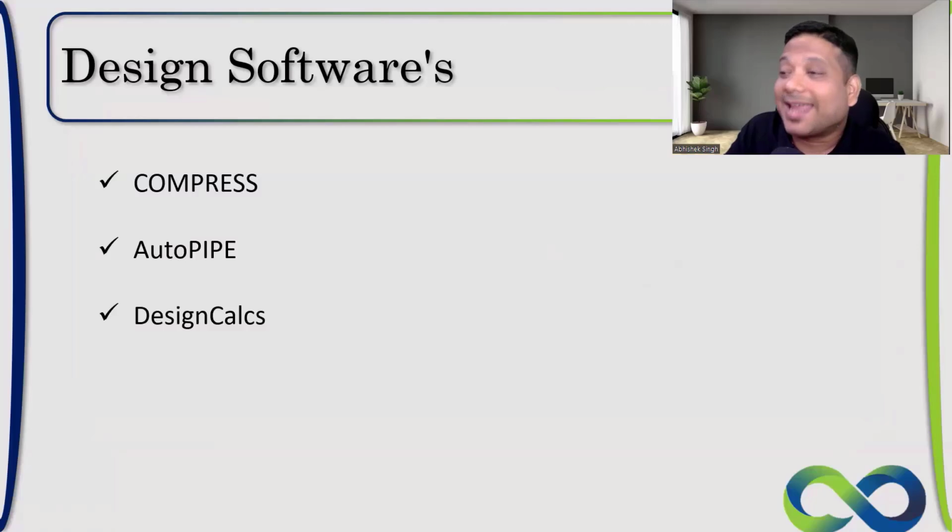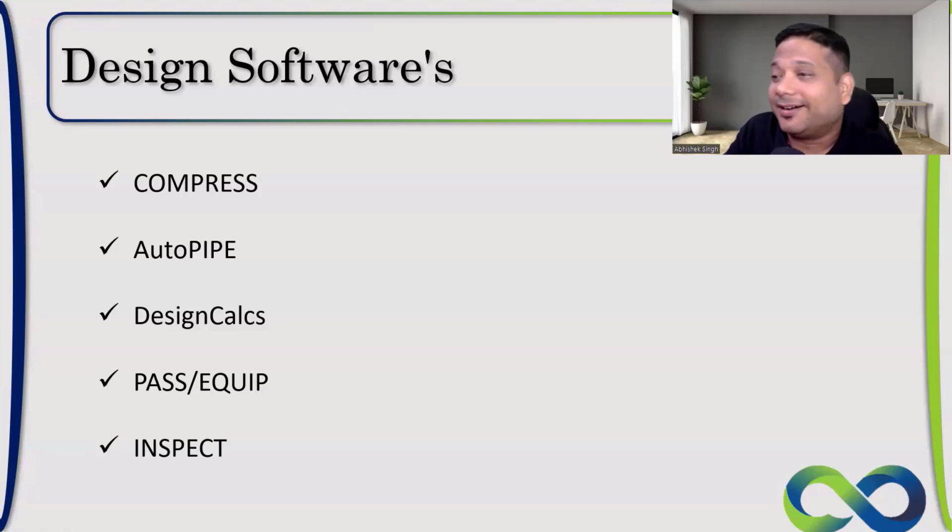We also have DesignCalc. That is also one software which is available. We have PASS/EQUIP. That is also one software which is there. Then INSPECT. That is mainly for in-service inspection, API 579 purpose. And then many of you already mentioned, like VVD, Code, MPVD. So we have multiple software, but among them, PVElite and Compress are very widely used.